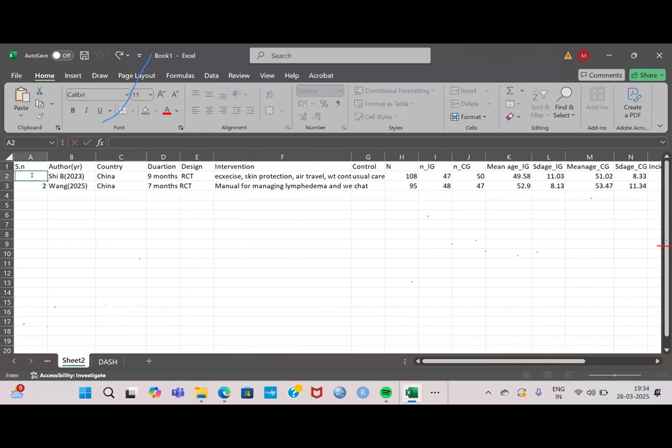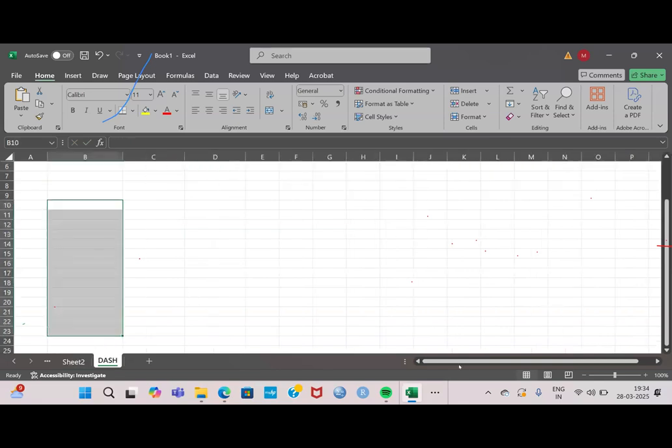Okay. So till now we have entered two studies to answer our research questions. Both of the studies tell about the incidence of lymphedema as well as the DASH scores.